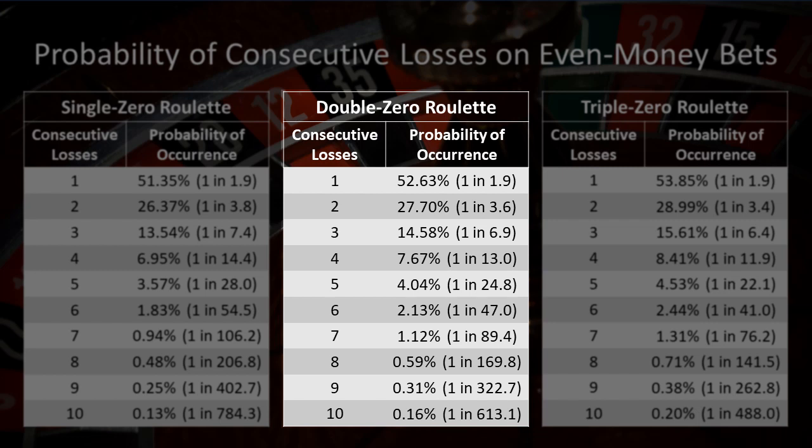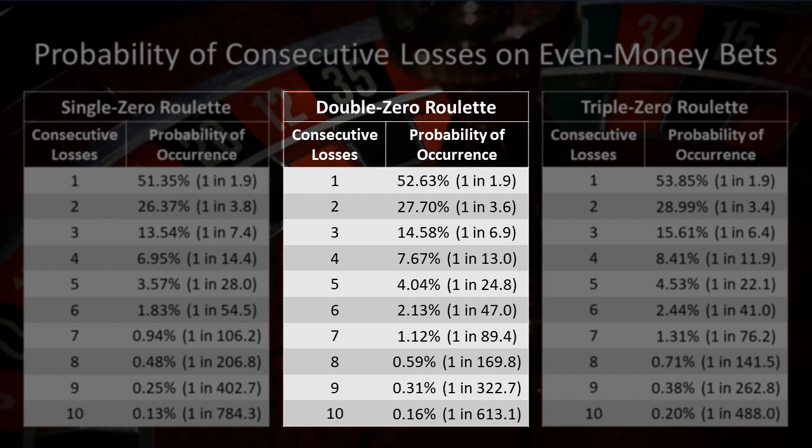For example, the chances of losing 4 times in a row when placing even money bets on a double zero roulette wheel are about 1 out of 13. To put that into perspective, consider a roulette wheel that completes 90 spins per hour. At that rate, it would only take about 35 minutes to play through 13 sets of 4 spins.